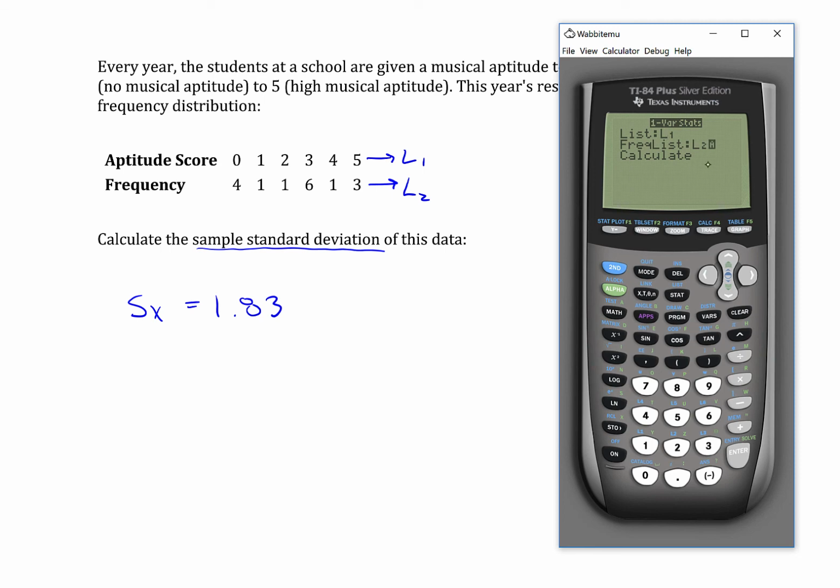If you aren't seeing these menus, then what you're going to do instead, let me turn those off so you can see. You're going to hit stat, go over to the one-var stats, press second and 1 to get L1, and then comma, second and 2, and the comma is right above the 7. And that will give you the same effect. So either way, if you have the menus or not, go ahead and press enter at this point, and you'll notice the standard deviation is 1.83, the same as if we had gone through and separated out what those frequencies meant. So that's what's happening in weighted statistics.